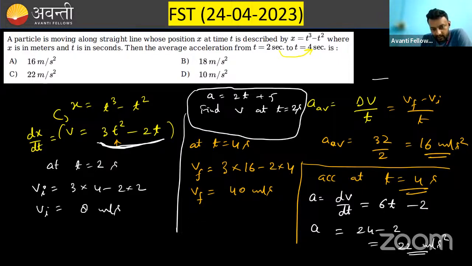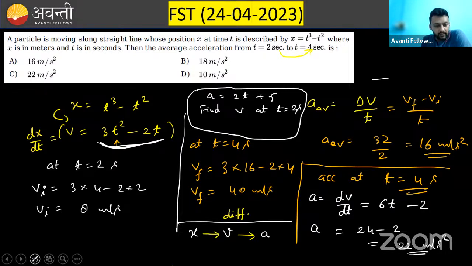Or you can remember one thing. There are three things: position, velocity, and acceleration. If you are moving from left to right, you need to differentiate. And if you are moving right to left, then you need to integrate.